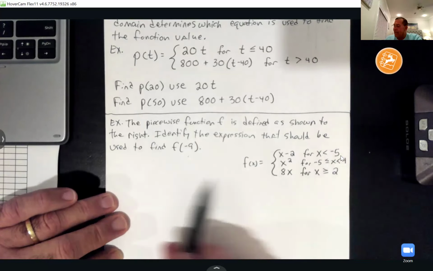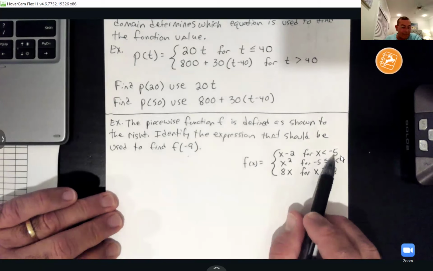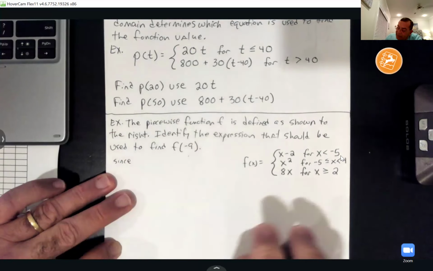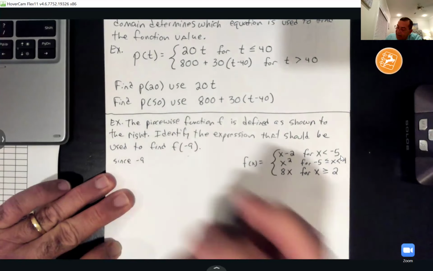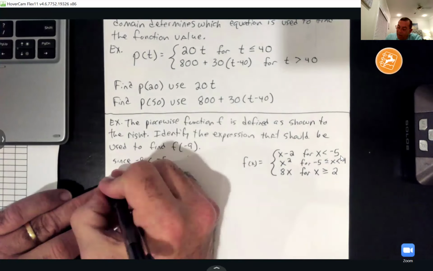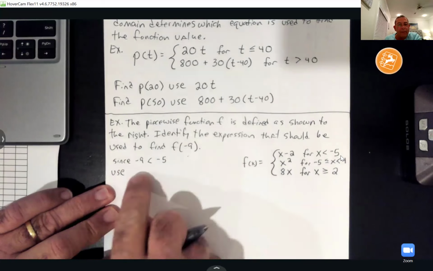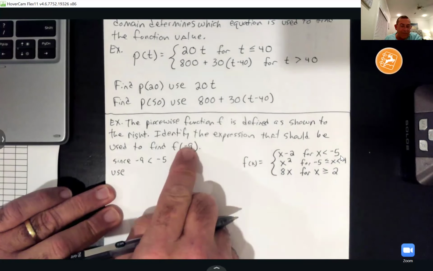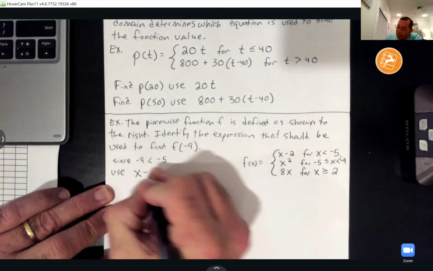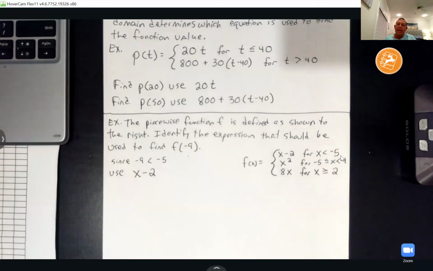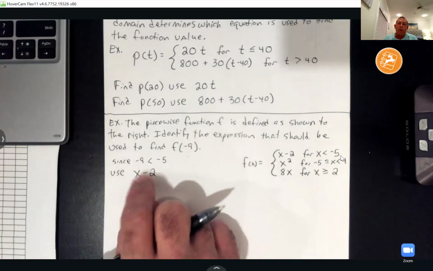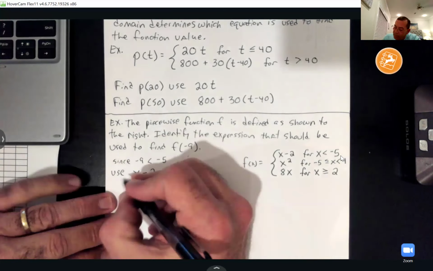Well, y'all, -9 is definitely less than -5. So since -9 is less than -5, for this situation, to find f of -9, I would use the equation x minus 2. Now, at this point, they don't want me to figure out what the answer is. They just want to know which equation I would use.